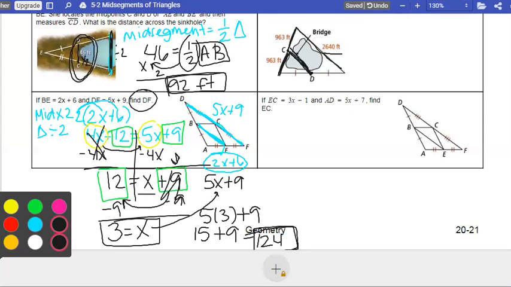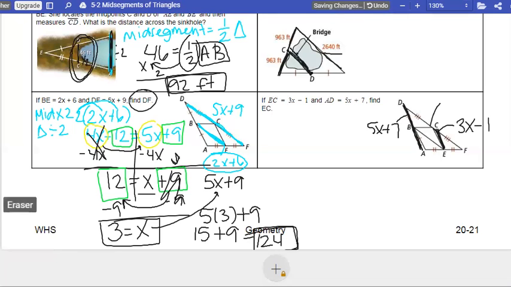On your side, it says if EC is 3x minus 1, so EC here is 3x minus 1, and AD, that's this whole side here, is 5x plus 7. Find EC. So now you're trying to find this piece right here. You're trying to find your mid-segment. So we know that EC is 3x minus 1, but we want the actual number. So once again, it's always easier to multiply by 2 than divide by 2.